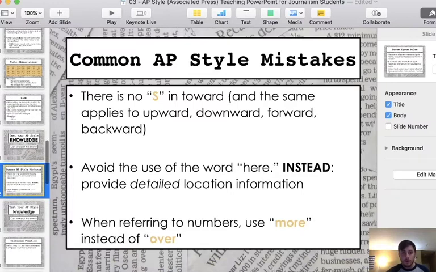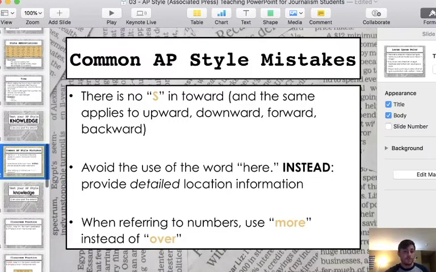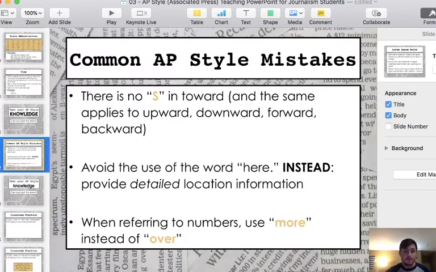So toward, downward, upward, forward, backward do not have the S there, okay? You might think towards, downwards, no, it's just toward, downward, okay? Avoid use of the word here, okay? Because it's generic, meaning it can be misleading if I just say here, okay? Try to, as much as possible in journalism and in your writing, provide detailed information when talking about location, okay?